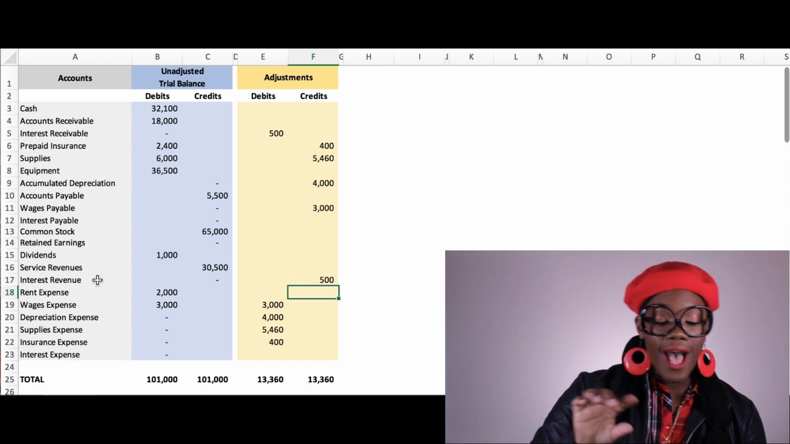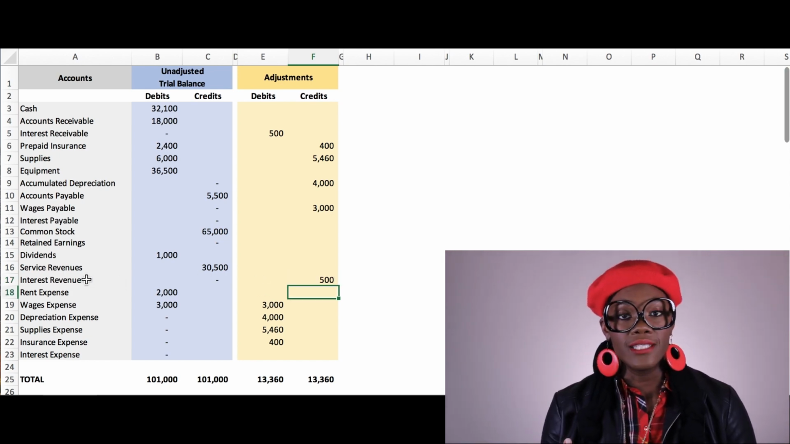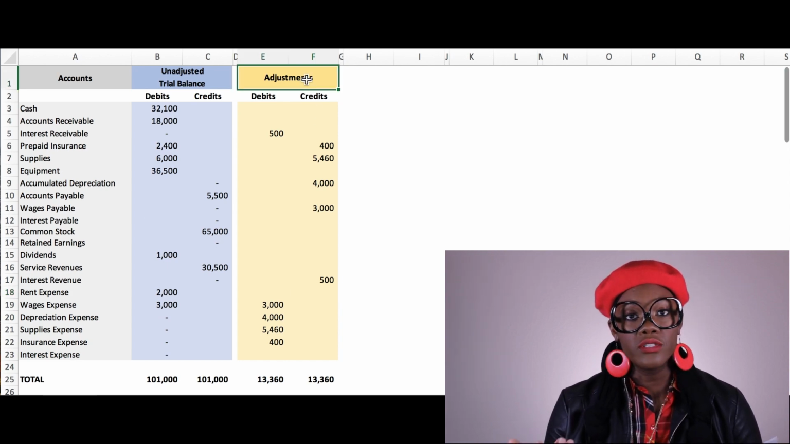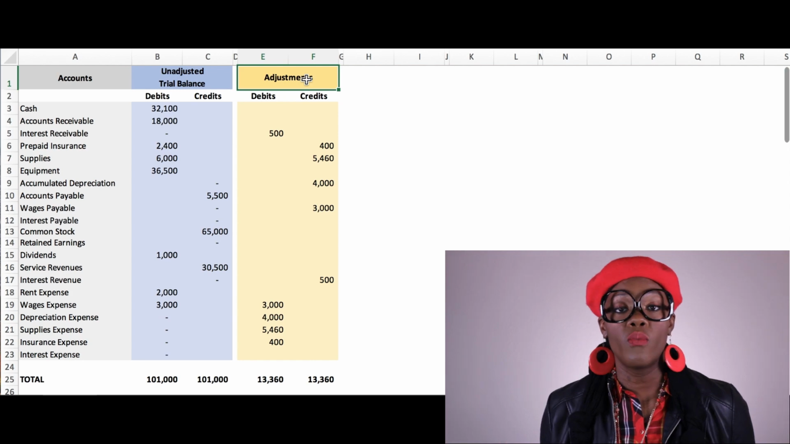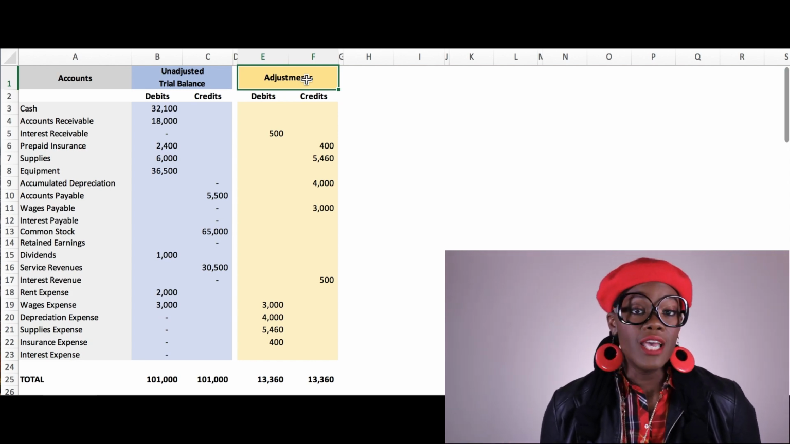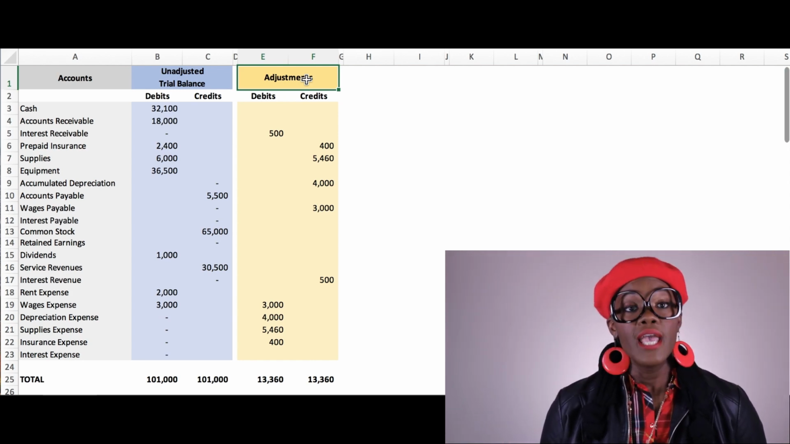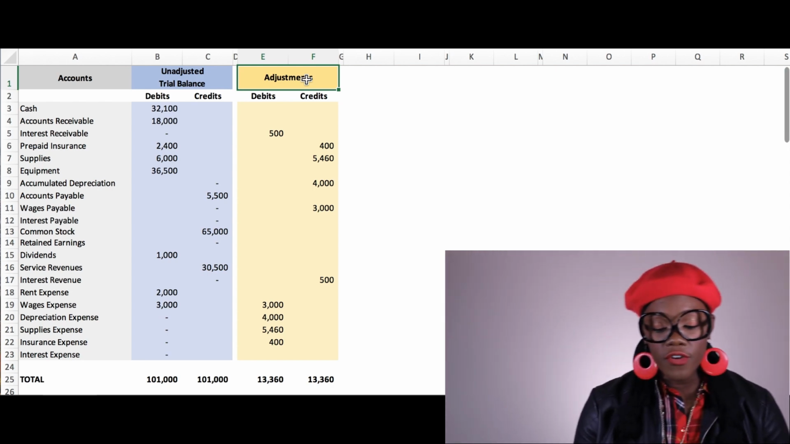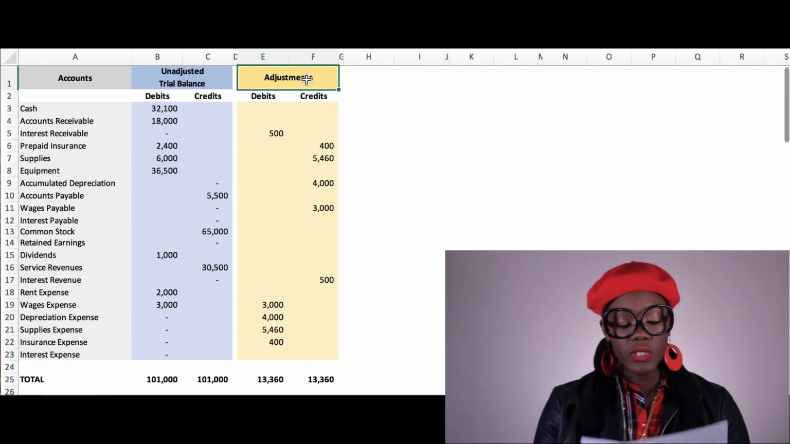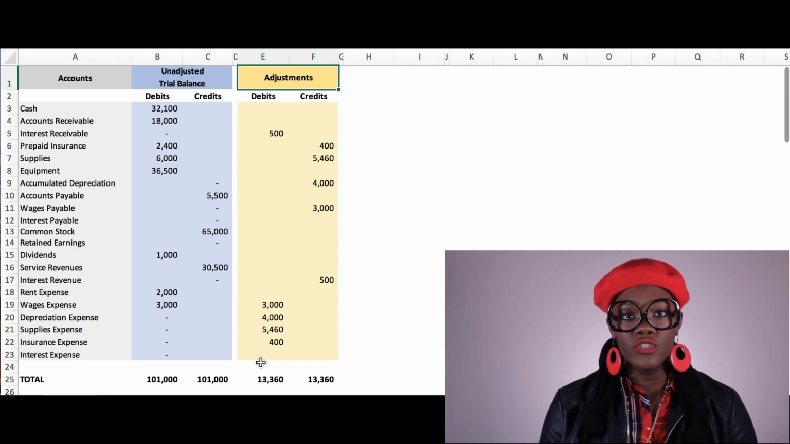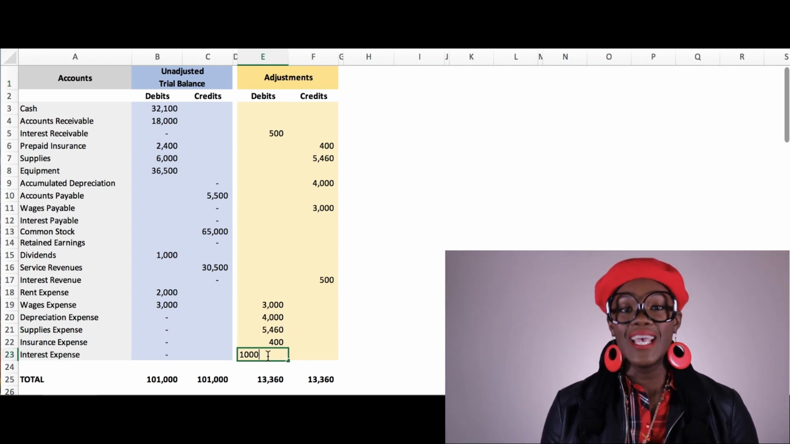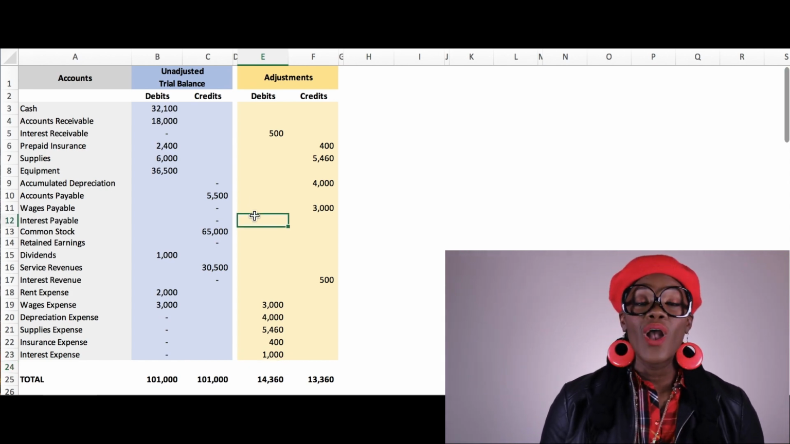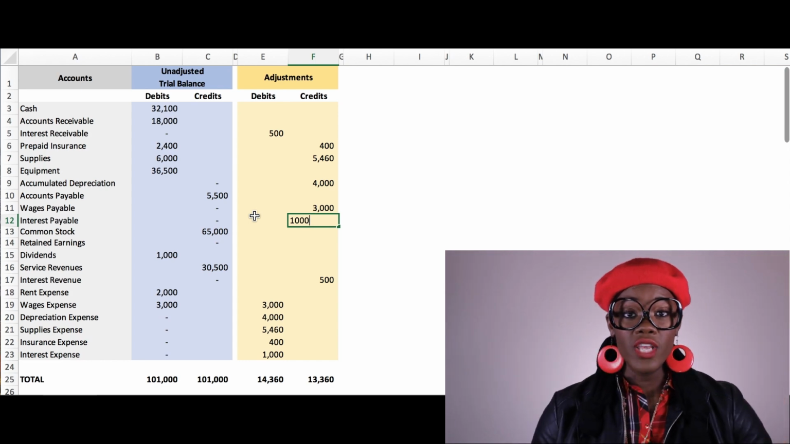And then the opposite for number 6, the last adjusting entry, is that we owe $1,000 of interest expense. So apparently along the way last month, Miss Yin went and got a loan from the bank. So she owes some money to the bank for the interest. She's not paying it. She owes it. So she's going to debit interest expense for $1,000 and credit interest payable for $1,000. All right, so those are all the adjusting entries.